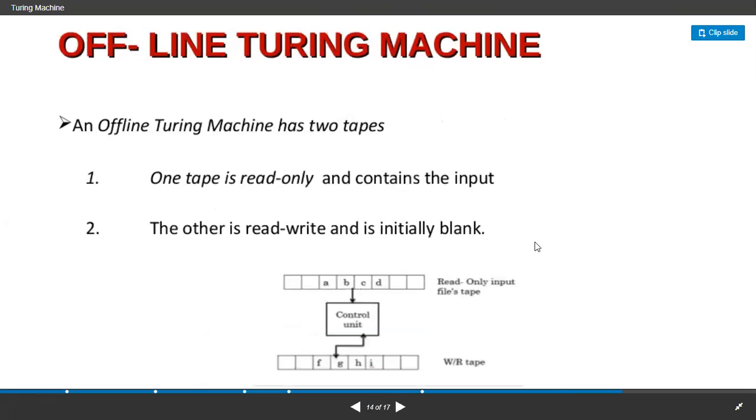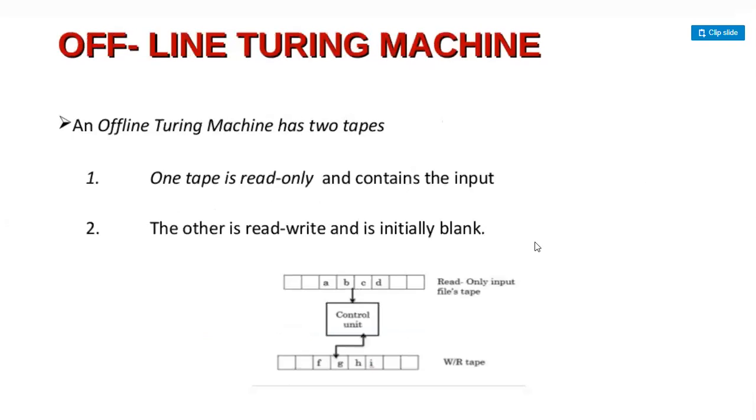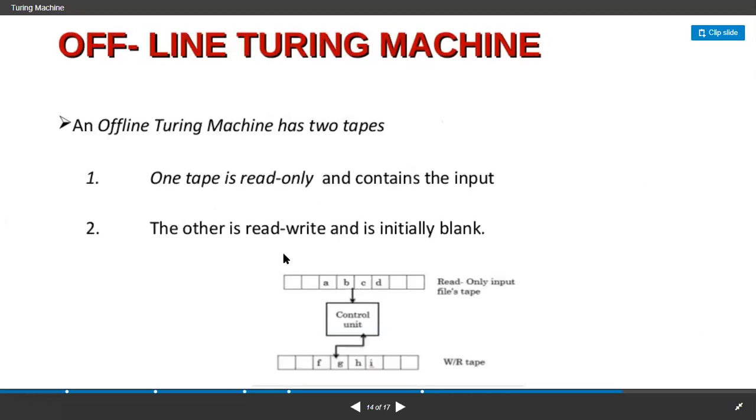And the next one is the offline Turing machine. Offline Turing machines have two tapes. What does that mean? One tape is read-only and contains the input, and the other tape is read-write and is initially blank. Always it should be blank. See here we have the two tapes, and we call this an offline Turing machine. The first tape is read-only and contains the input; it is an input tape. And the second is read or write, and initially it should be blank.